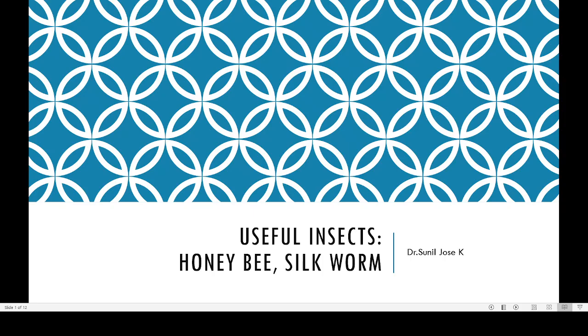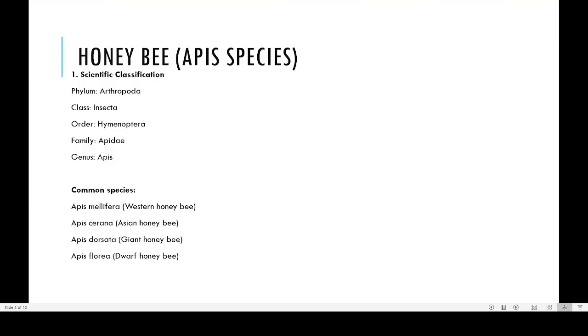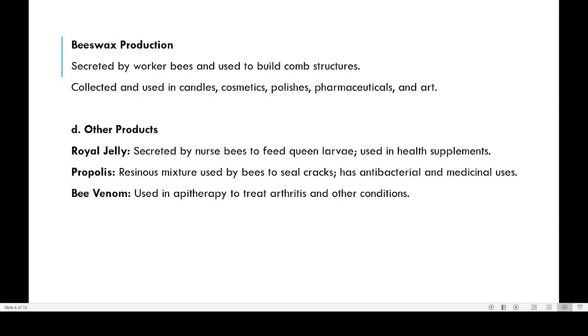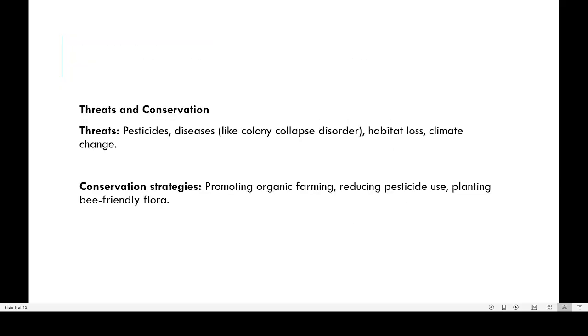honeybee. Our topic is actually useful insects. How these insects are useful to a human being. So they can give you honey, they can help in pollination, they can give you bee wax, and many other products are also given. So you can mention these are some of the important uses of these honeybees.